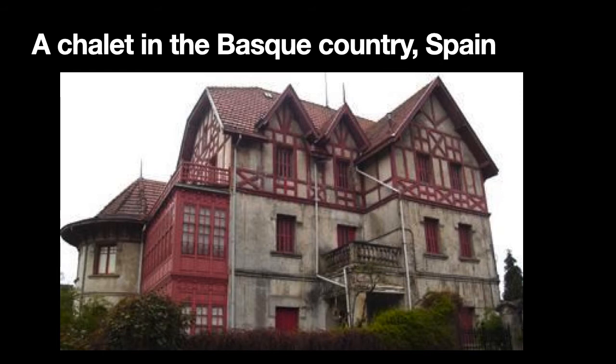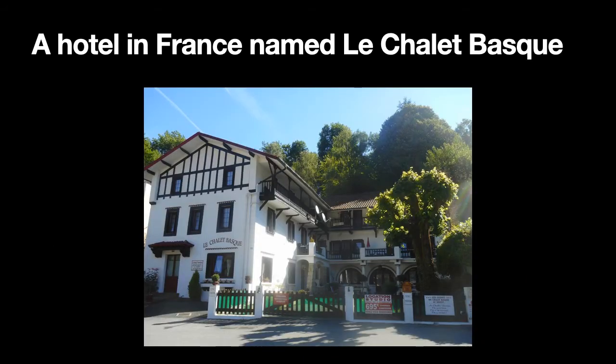Then he says, this is almost like a first order of signification. You see an image, you see a house, and then you realize that certain characteristics form this house. This house is formed of a certain set of architectural features, and that is how you imagine a Basque chalet. This is the meaning of a Basque chalet. Then he says, now suppose you see a building somewhere in Paris or somewhere in France. And here I have taken an image of a contemporary hotel in France, which is named Le Chalet Basque. Le Chalet Basque means the Basque chalet.